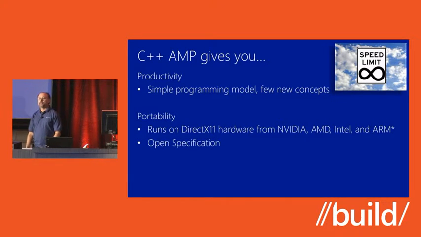We give that performance to you with portability because we build on top of DirectX 11. And if you have DirectX 11 capable hardware from NVIDIA, AMD, Intel, and soon ARM, it'll just run there. C++ AMP is also published as an open specification. And that means that we actually encourage other vendors, people who produce C++ compilers, to actually produce a C++ AMP implementation. And we're very hopeful that they'll start doing that.